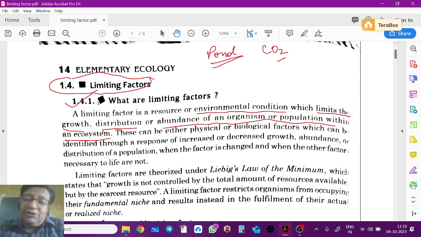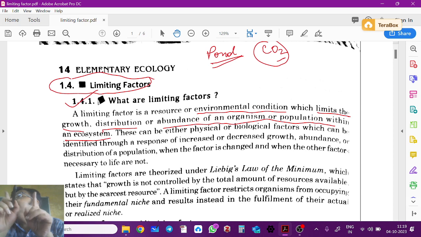The plants cannot essentially synthesize their food. Not only their food, they are being eaten by fishes and zooplanktons, and they are also unable to get that food. So that particular component which limits the growth of organisms in an ecosystem, that is the limiting factor.